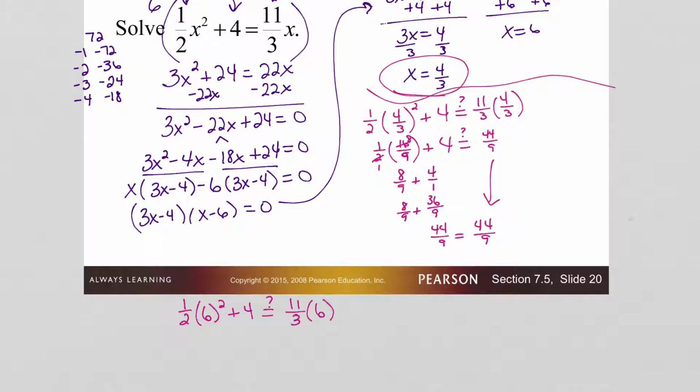Let's see. I'm going to square 6, that's 36, so 1/2 times 36 plus 4. And whenever I multiply this, I get 22. So half of 36 is 18. 18 plus 4 is 22. 22 does equal 22, so I know that this one is also my answer.